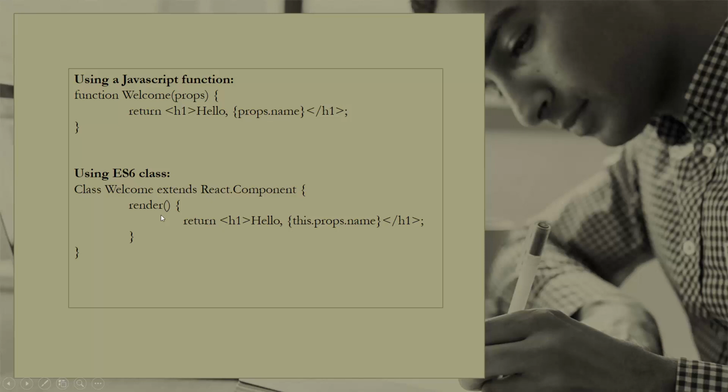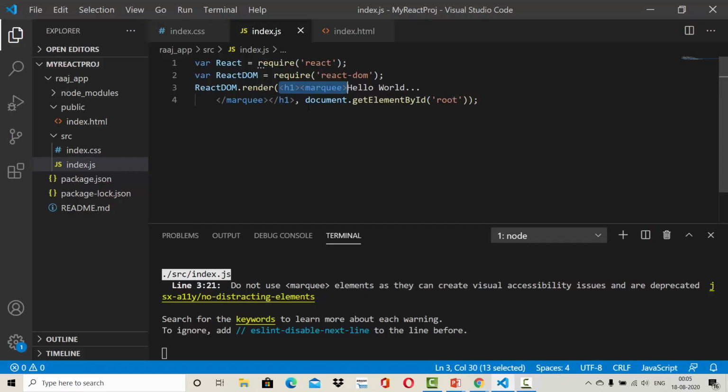Alright, let me just take you back to VS Code where we'll try to implement this welcome component using the JavaScript function. This was a program which we did in the last video where it was printing hello world. We only encountered React elements that represent DOM tags here, like the h1 and marquee tag. These are the DOM tags, isn't it? Now the elements can also represent user-defined components. For example, let me just comment this part.